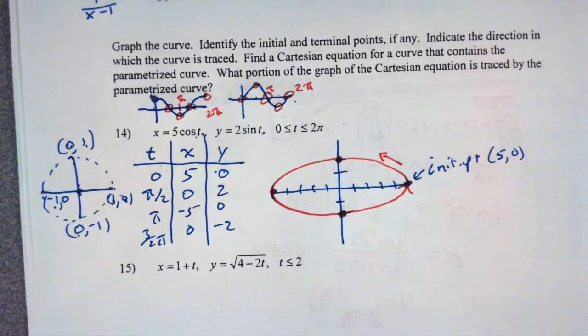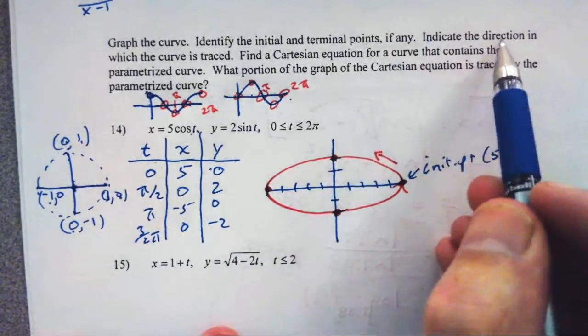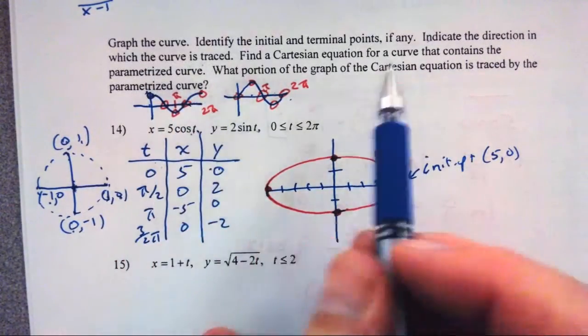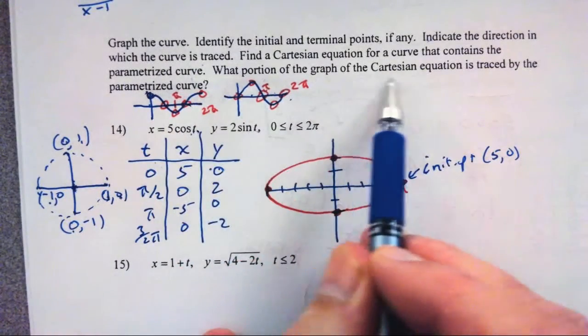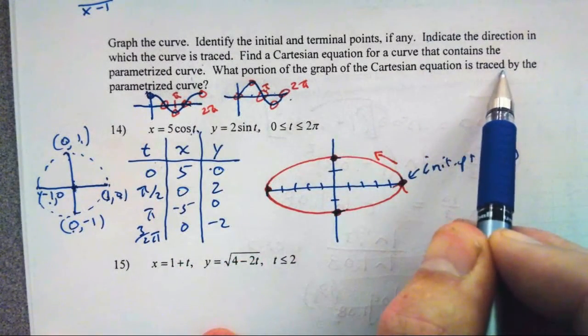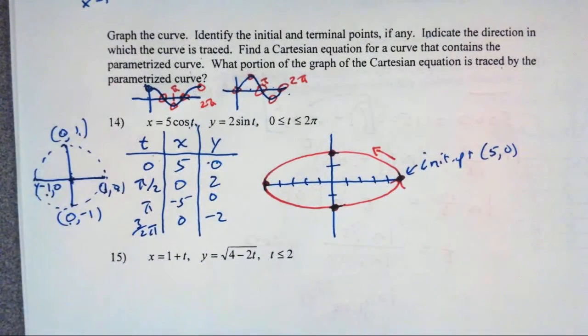So right off of the initial point, I put this. So let's see what all we need to do. Indicate the direction of the curve. Got it. Find a Cartesian equation for a curve that contains this. What portion of the graph of the Cartesian equation is traced? Now, we can find the Cartesian equation two ways. And I'm going to bring some scratch paper in for part of this.